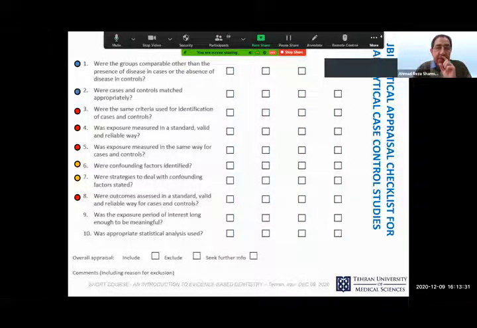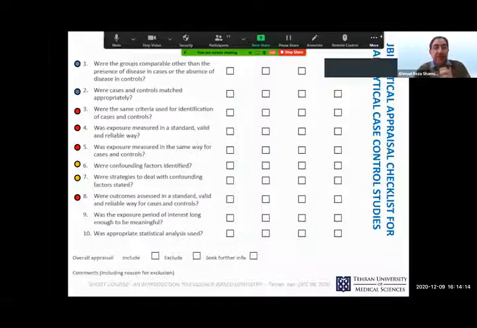The third question asks whether the same criteria were used for identification of cases and controls. The next one: was exposure measured in a standard, valid and reliable way? The fifth question: was exposure measured in the same way for cases and controls? It's very important that the researcher used a consistent method for both groups. And the eighth question is, were outcomes assessed in a standard, valid, and reliable way for cases and controls?